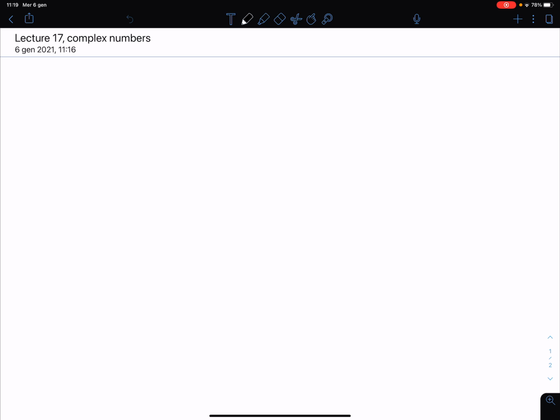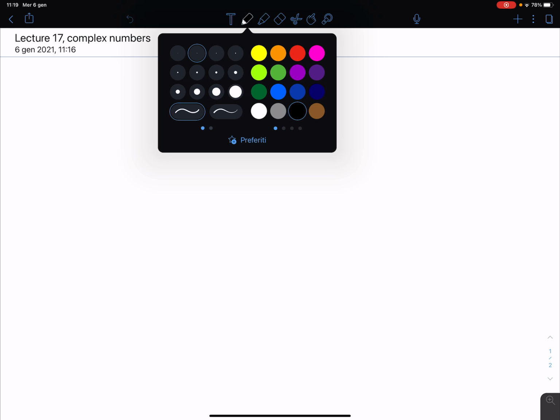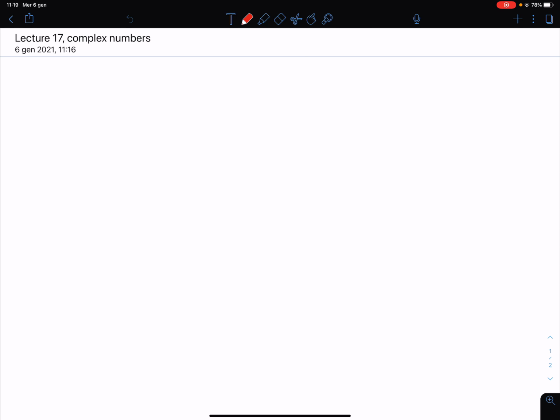So let us go for the next topics. Next topics are complex numbers, so the first section is an introduction. So I guess most of you already know complex numbers, and the main idea I want to stress in this introduction, what is the main idea about the complex number?